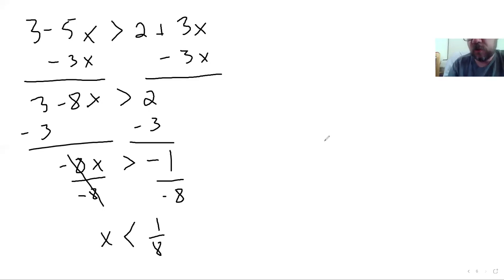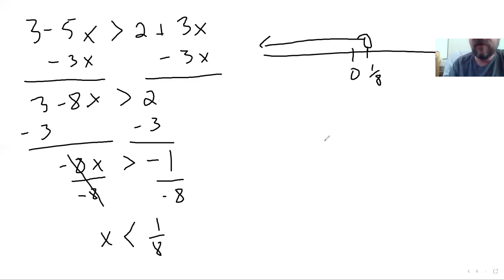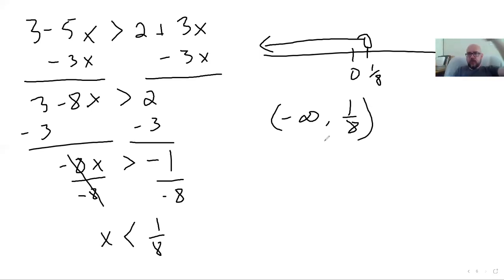So if I'm going to graph that on a number line, 0, it's 1/8 is really close to that. I'll just put it here. Not very well to scale, but that's okay. Less than, so I want to not include that, shade to the left. And if I wanted to write that in interval notation, I would go minus infinity up to 1/8 and not include 1/8.